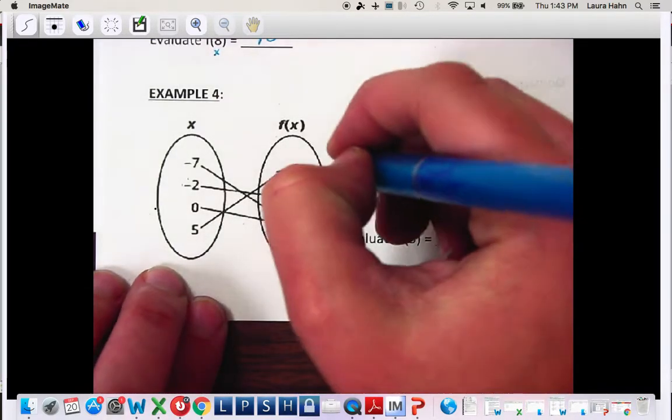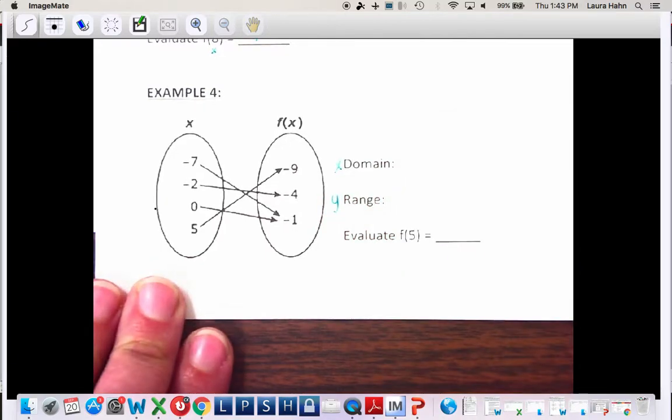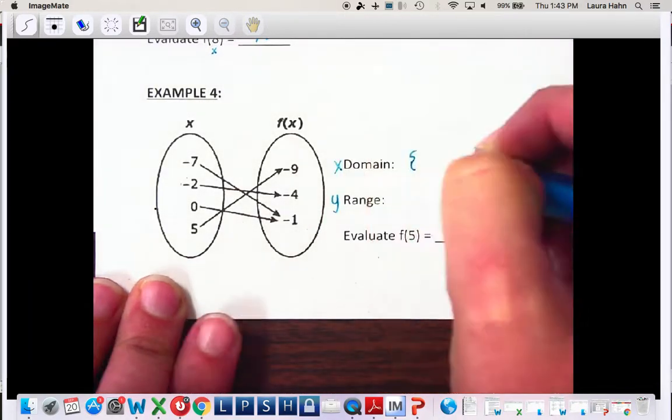Okay, remember, domain is x, range is y. So we want to list our x's in numerical order.